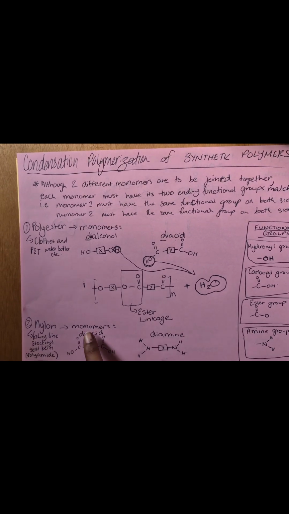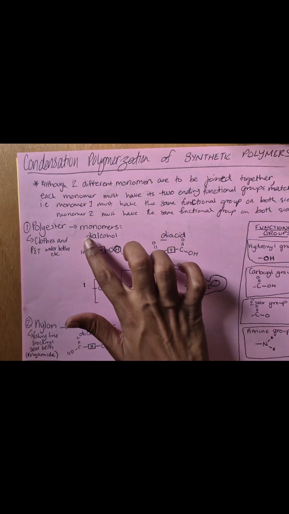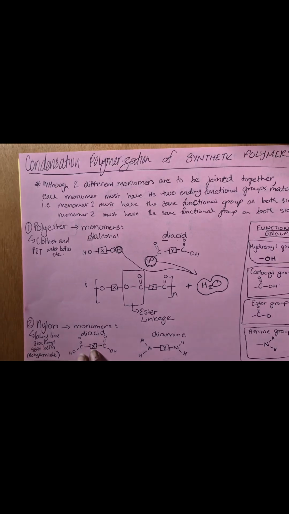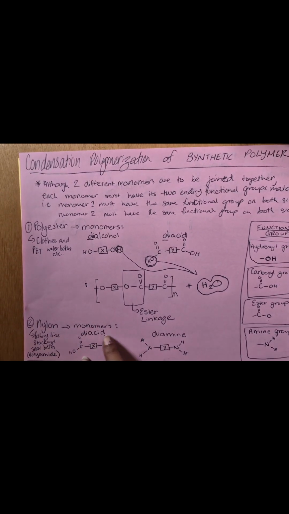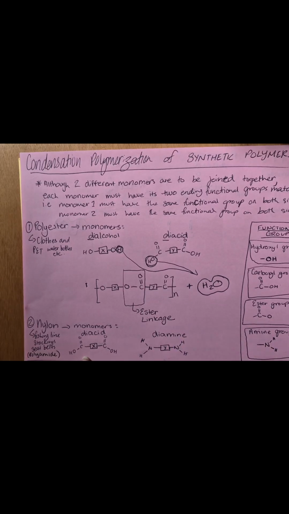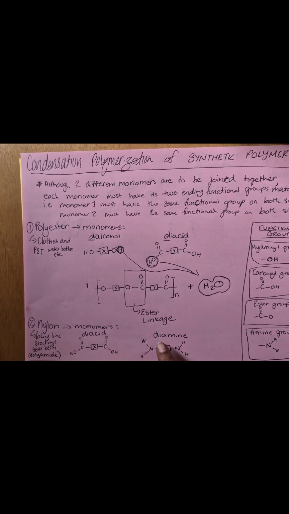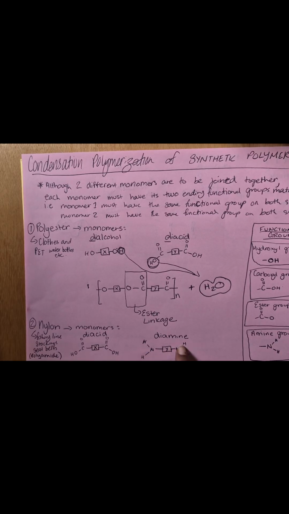Now, the monomers to make nylon, since it's a synthetic polymer, we know the monomers have to be di molecules. They have to have the same functional groups at the end. So whatever the carbons, it doesn't matter. To make nylon, you need to have a diacid and a diamine. That's our new functional group here. So whatever the carbons, you need a carboxyl group at the two ends, and you need a diamine, which is whatever the carbons, you need amine groups at the two ends, which is an N and two H's.